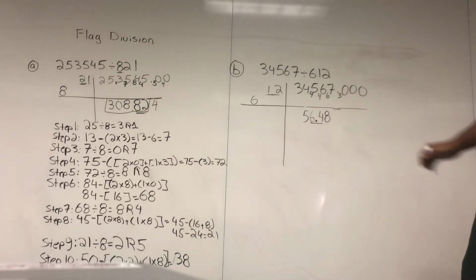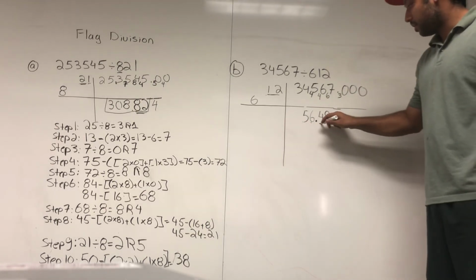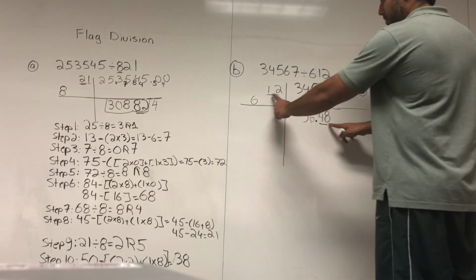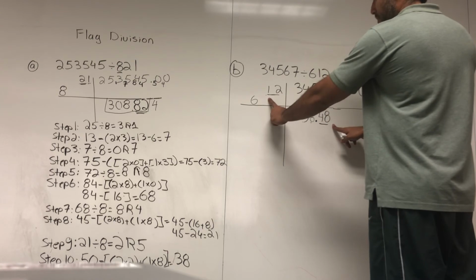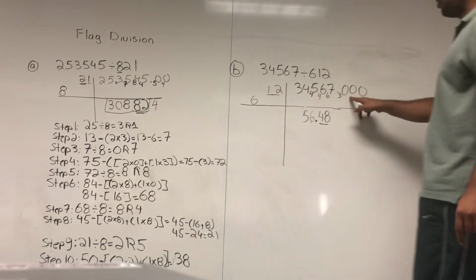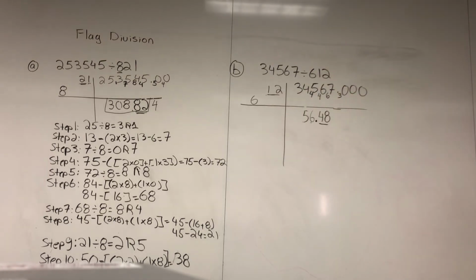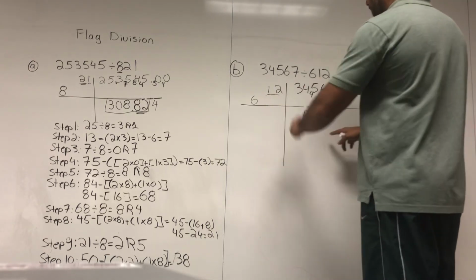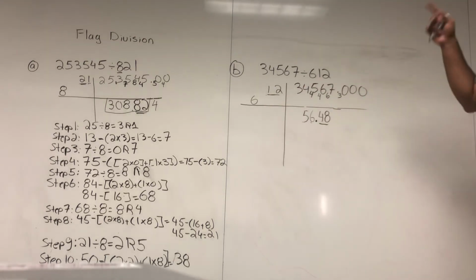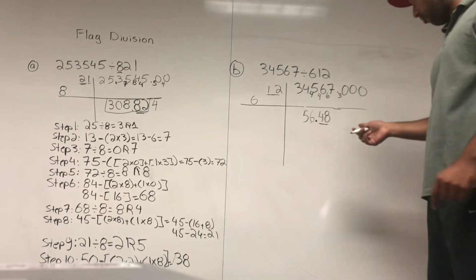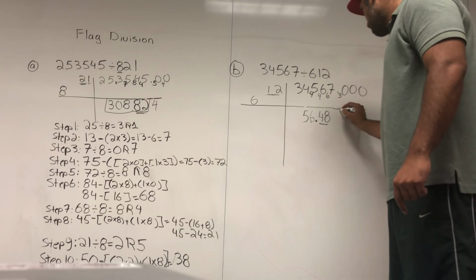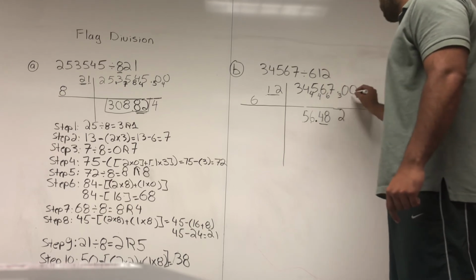Now, I'm going to subtract the sum of these cross products. 1 times 8 plus 2 times 4. 8 plus 8 is 16. 30 minus 16. Let's do that again. 1 times 8 plus 8 is 16. 30 minus 16 is 14. How many times does 6 go into 14? It only goes in twice. And there's a remainder of 2.